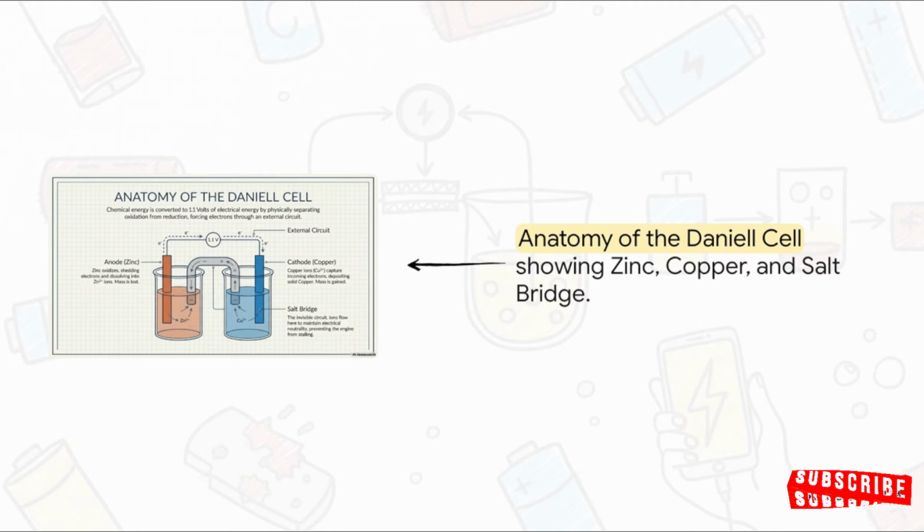But hey, notice that little U-shaped tube in the middle? The salt bridge. Listen, this is a massive exam point. Without that salt bridge allowing ions to flow back and forth to maintain electrical neutrality, one side would become way too positive and the other way too negative. Our little chemical engine would completely stall out in mere milliseconds.